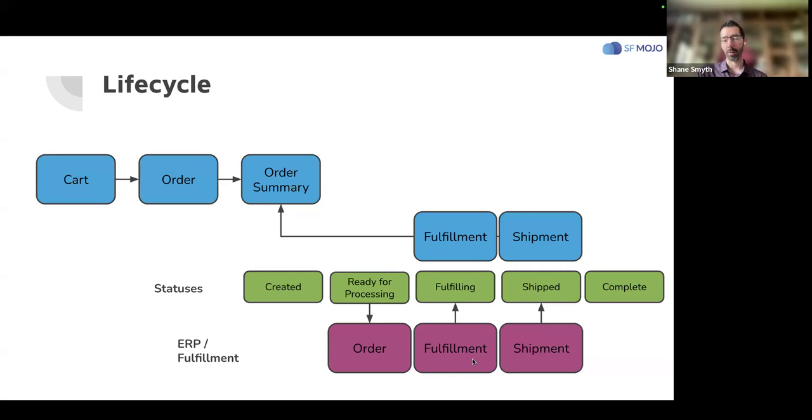So let's say that we've created a fulfillment now in the ERP, and we're going to push an update back to Salesforce saying that we're now fulfilling. So if a user actually checks in the storefront, they can see that it's moved from a simple created status to fulfilling. And then when a shipment has been created and has gone out the door, we can change the status to shipped. And this allows the user to see that, hey, my order is coming to me. And then once it actually has been shipped and has been delivered, we can move it to complete.